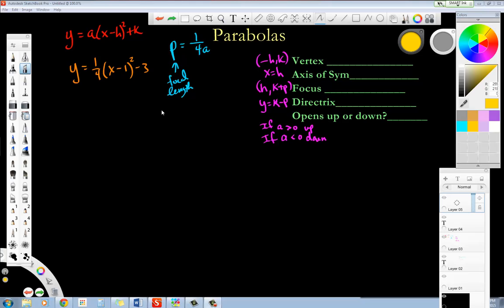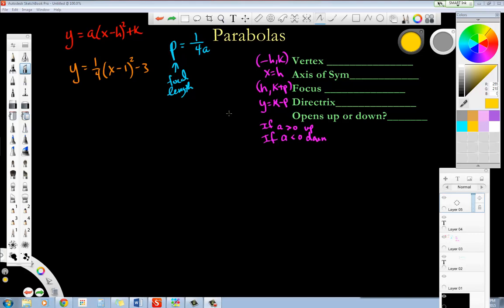Hello, we're going to do parabolas. I have everything set up for you. We're going to take this orange parabola equation here and find the vertex, axis of symmetry, focus, directrix, and whether it opens up or down.